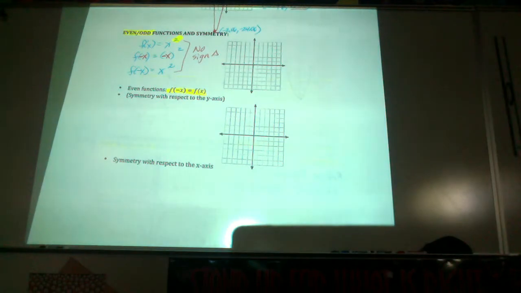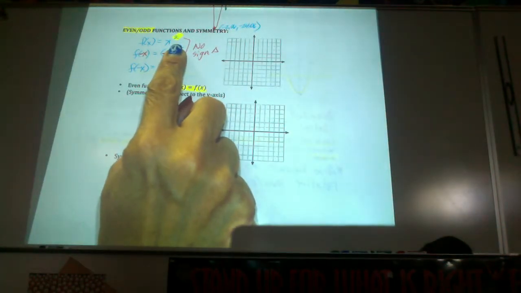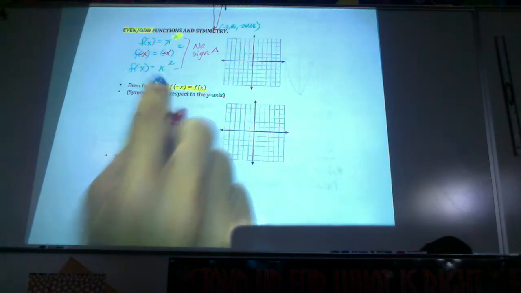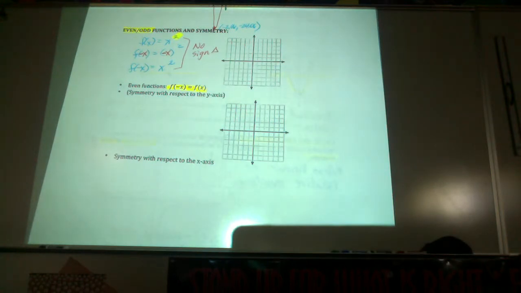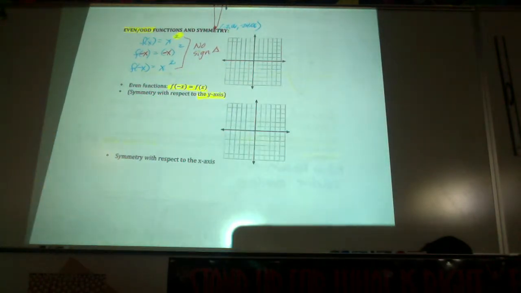Yep, no sign change. And even if I had tacked on a constant to this, like a +6 or a -7 or whatever, it still would be no sign change, because putting in a negative x is not going to affect the sign of that constant. If we graph this, you're also going to see that it is symmetrical with respect to the y-axis.